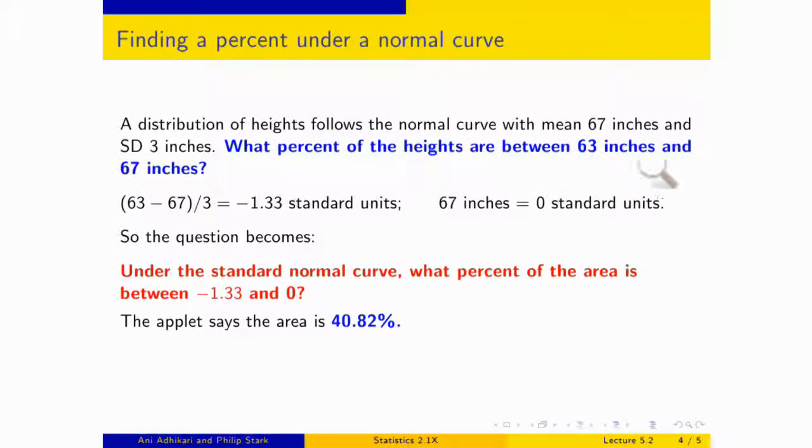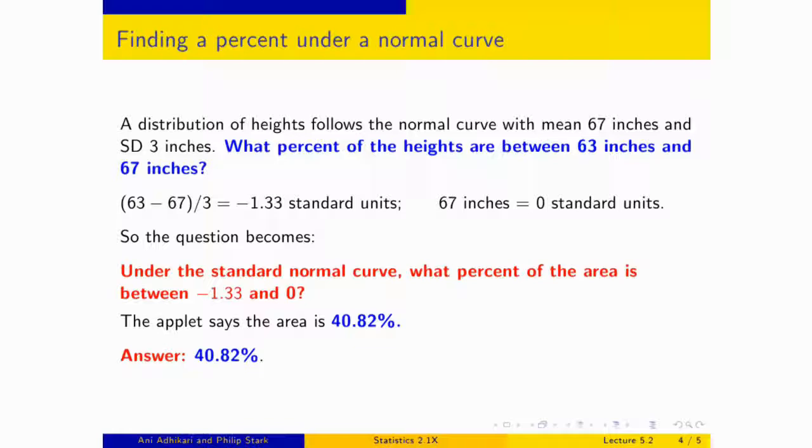The question stated with inches as the variable is the same as the question that we just answered with standard units as the variable, and so your answer is 40.82%. 40.82% of the heights are between 63 and 67. So if you are trying to find a percent under a normal curve, convert your endpoints to standard units and use your applet.